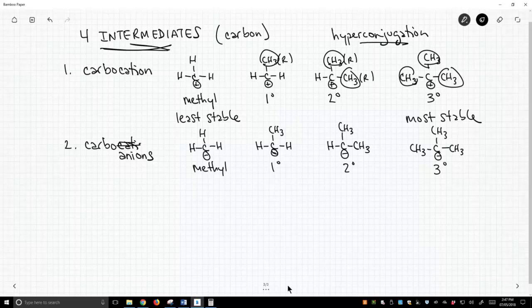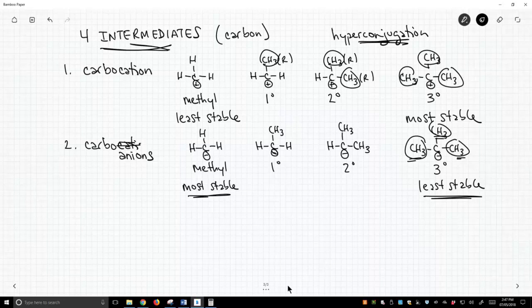As it turns out, the stability trend for carbanions is the opposite of carbocations. So this is the most stable, while the tertiary is the least stable. And that's again related to hyperconjugation. You can imagine if these alkyl groups are donating electron density, this carbanion says, please quit donating electron density. I already have plenty. So the more donating groups we have on this carbanion, the more the carbanion says, I am unstable. Whereas fewer carbon groups is good, and you get the most stable structure.